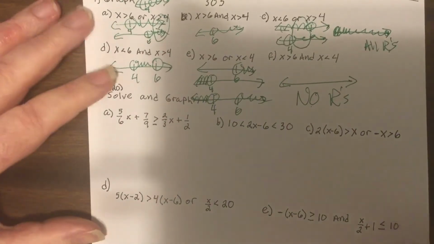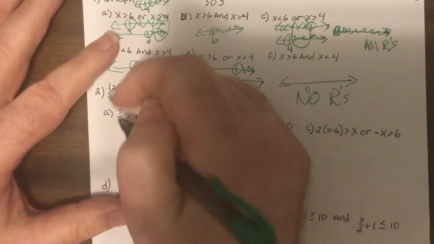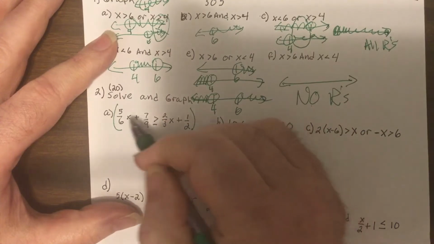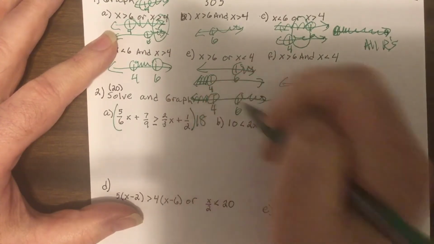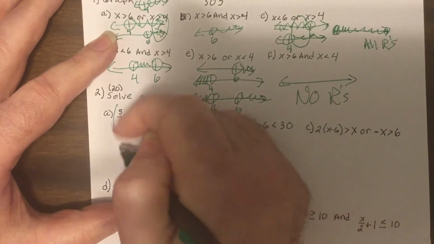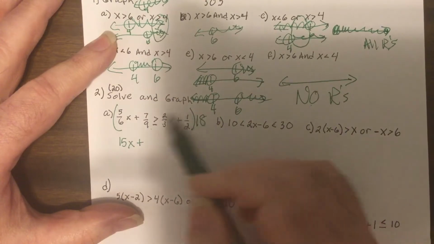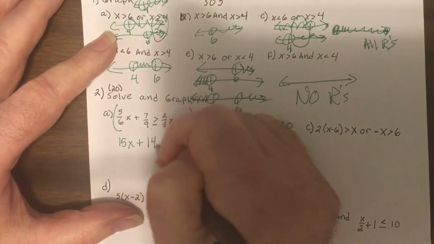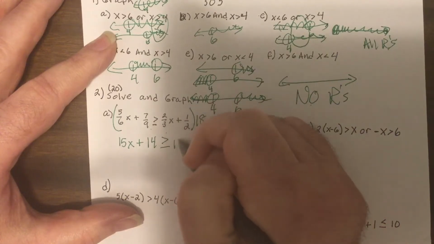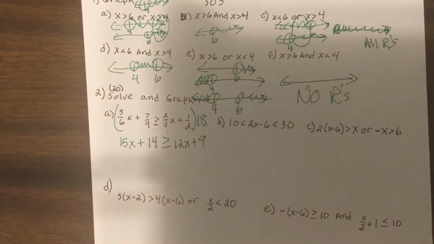So this one, I recommend get rid of the fraction. Do you have to? No. But what number does 2, 3, 9, and 6 go into? And that's 18. 6 goes into 18 3 times, 5 is 15. Plus 9 goes in 18 twice, times 7 is 14. 3 goes into 18 6 times, 2 is 12. And half of 18 is 9.